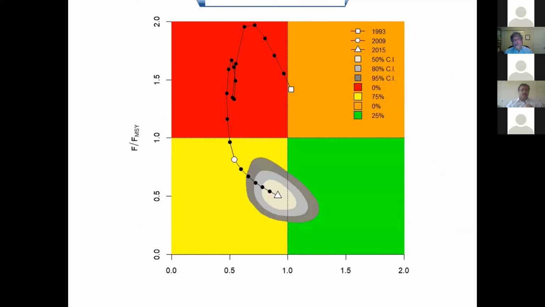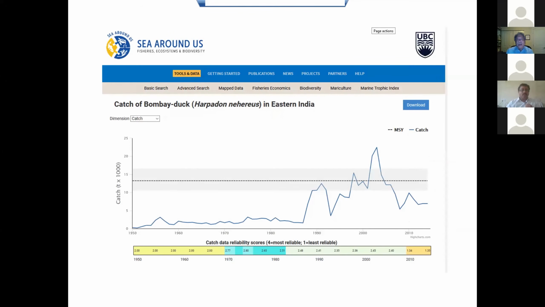Now, you can then express the fate of the stocks. It should be in the green, and mostly it ends up in the red for most countries. Now, does it work in practice?